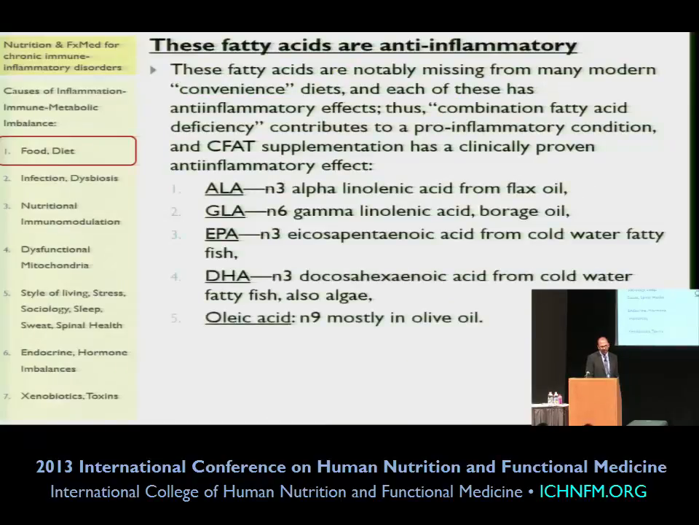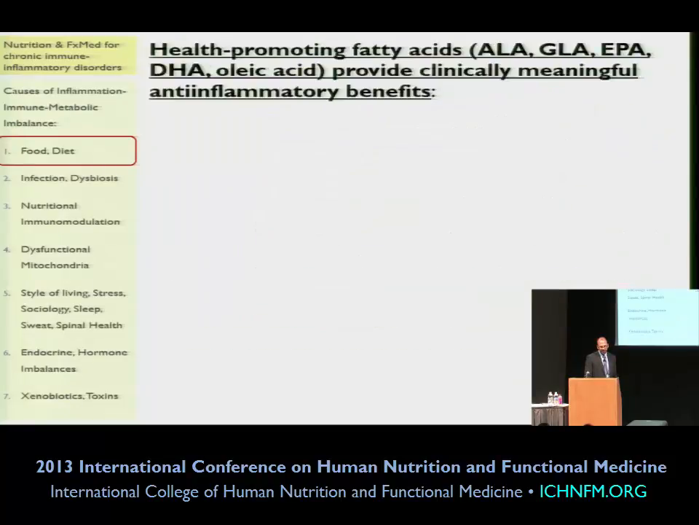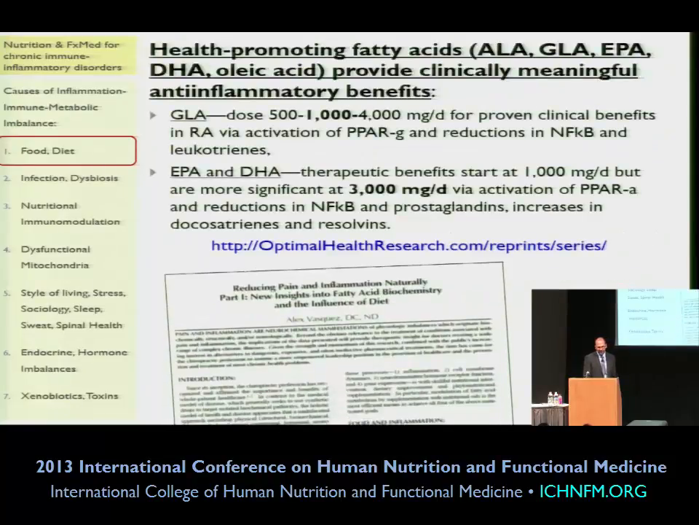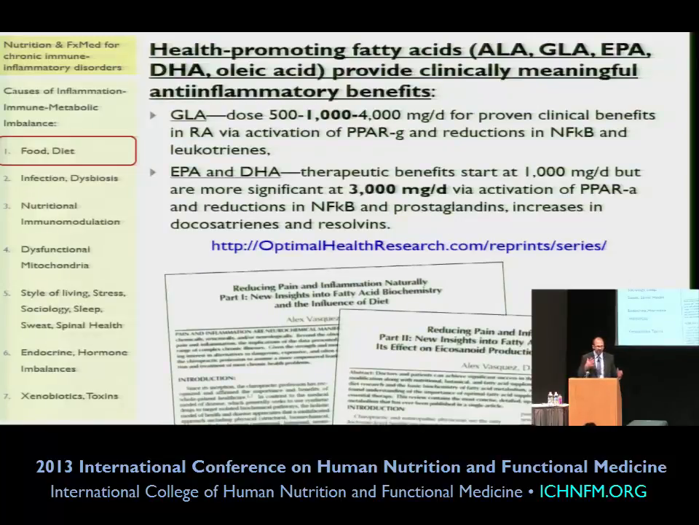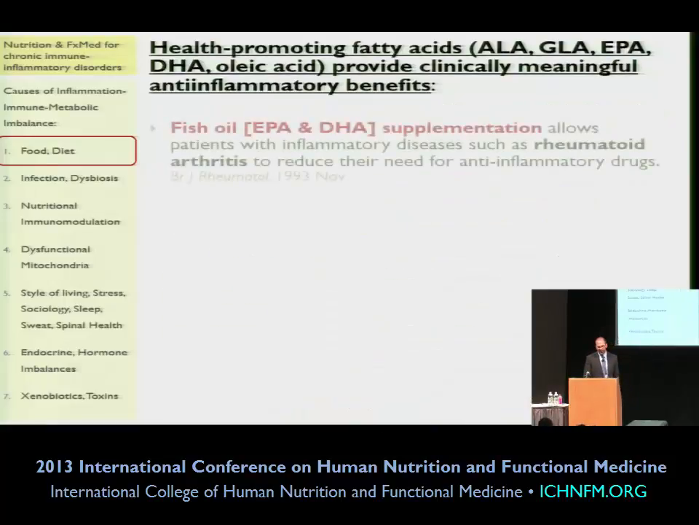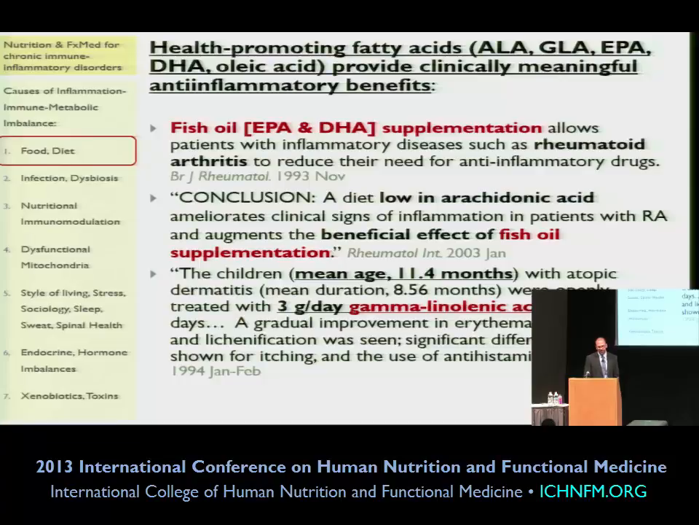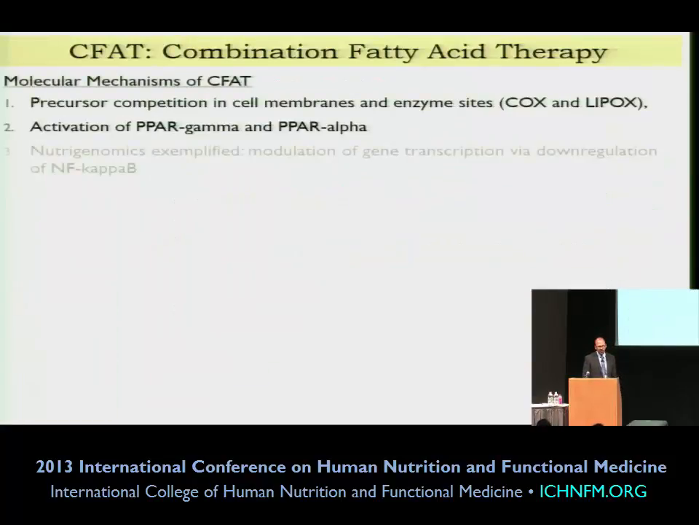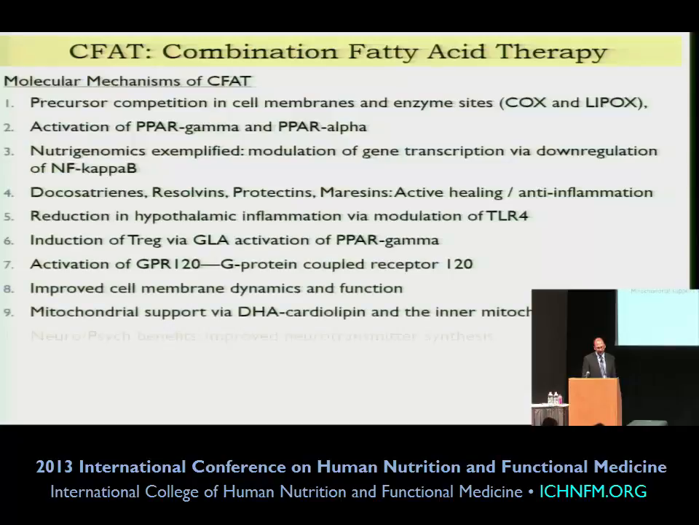So, another part of the plan, as I already mentioned, is combination fatty acid therapy. I've written some monographs on that, which you can download if fatty acids are new to you. Again, the fatty acids that we emphasize, ALA, GLA, EPA, and DHA, all have anti-inflammatory benefits through numerous mechanisms. So we try to use them all together. In that way, we're providing the best benefit, and we're providing an opportunity for synergism, because the fatty acids actually work better when they're provided in combination.